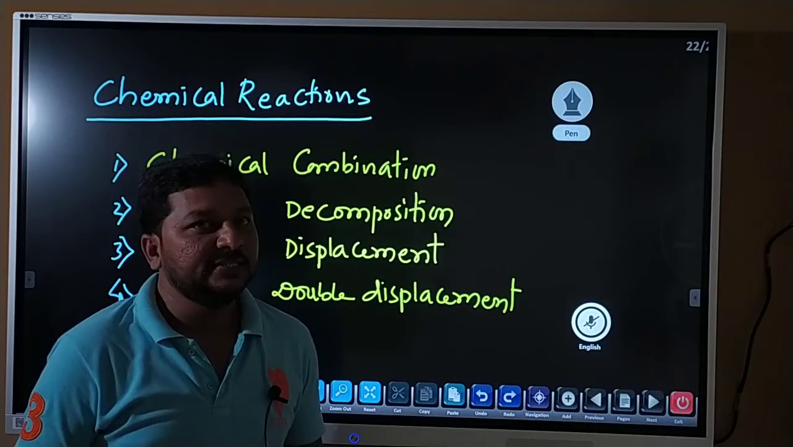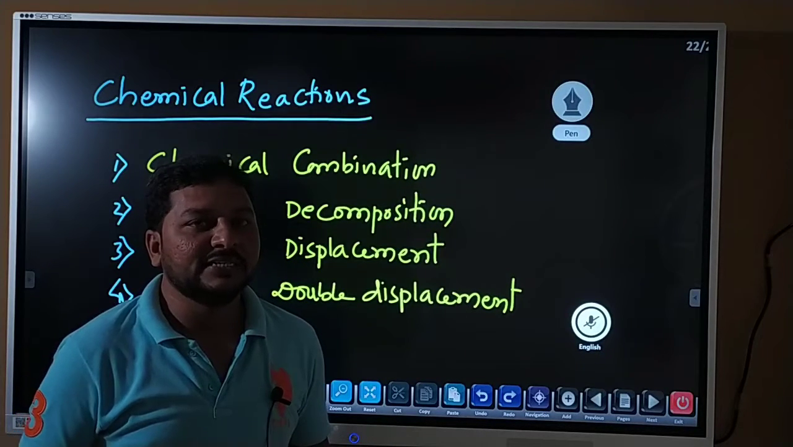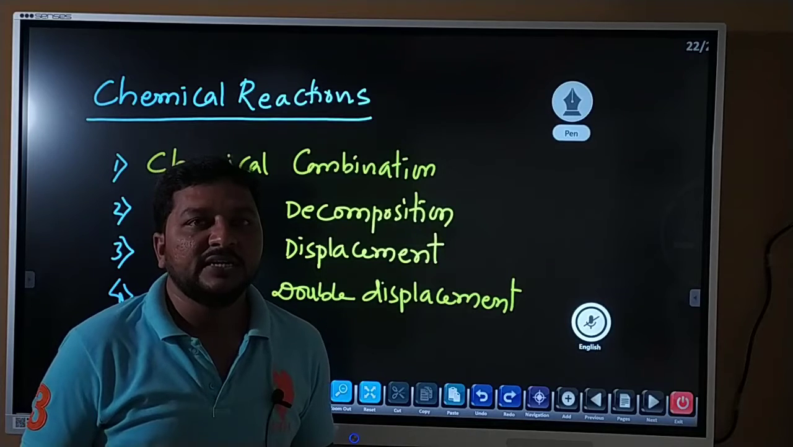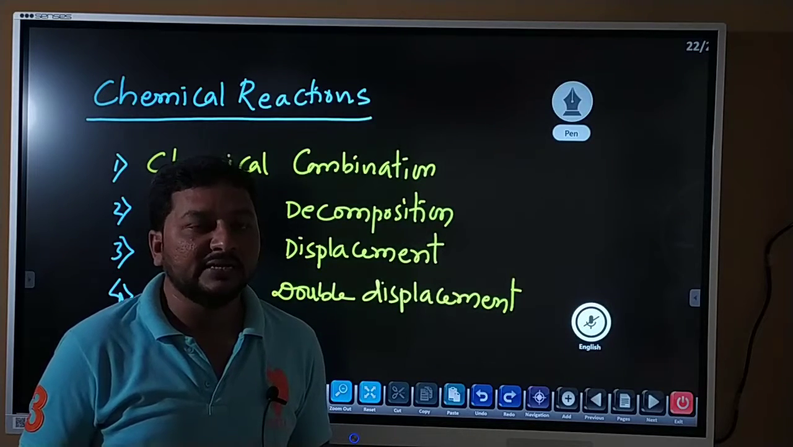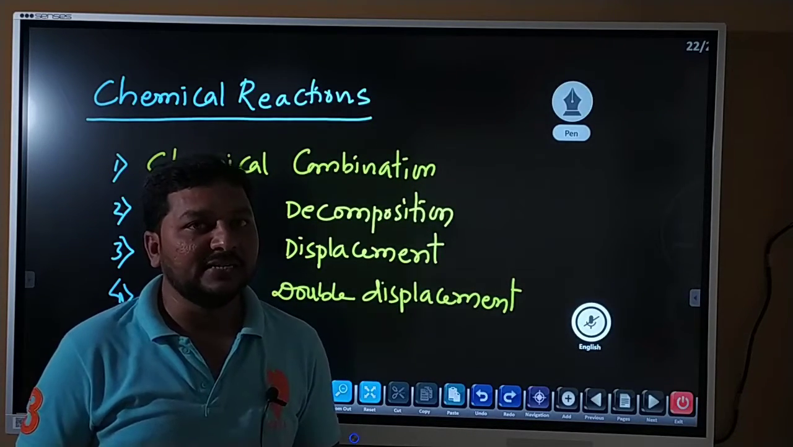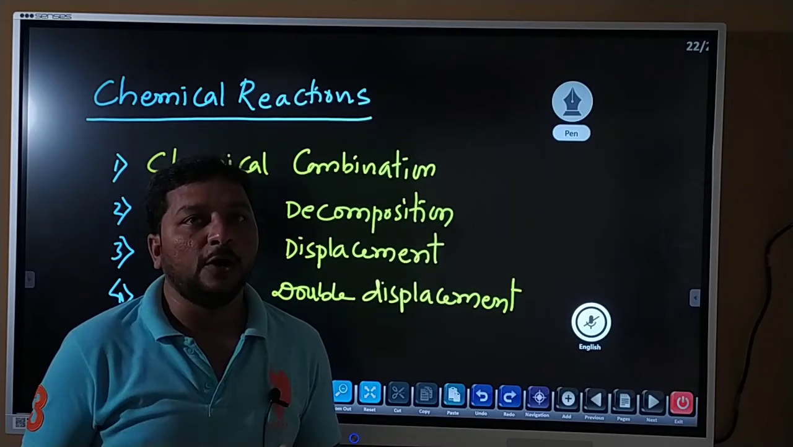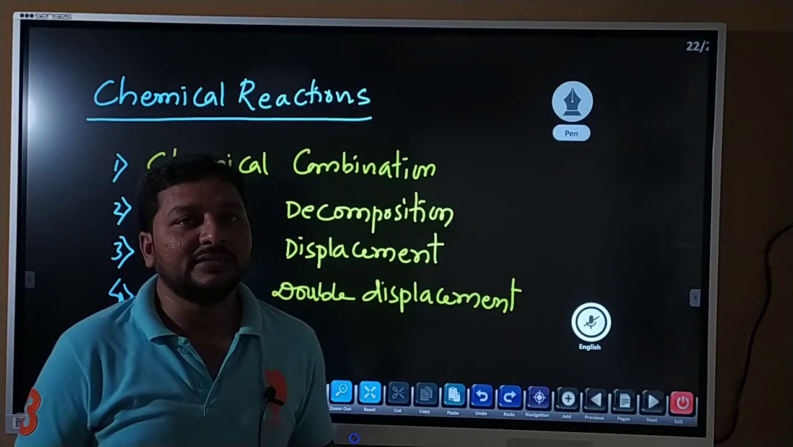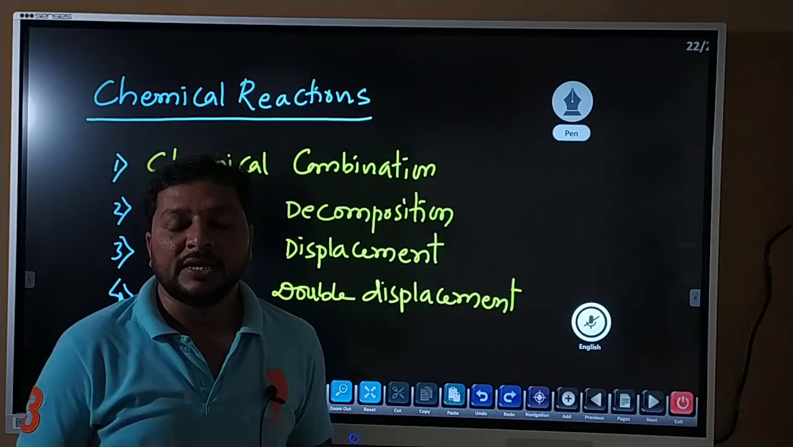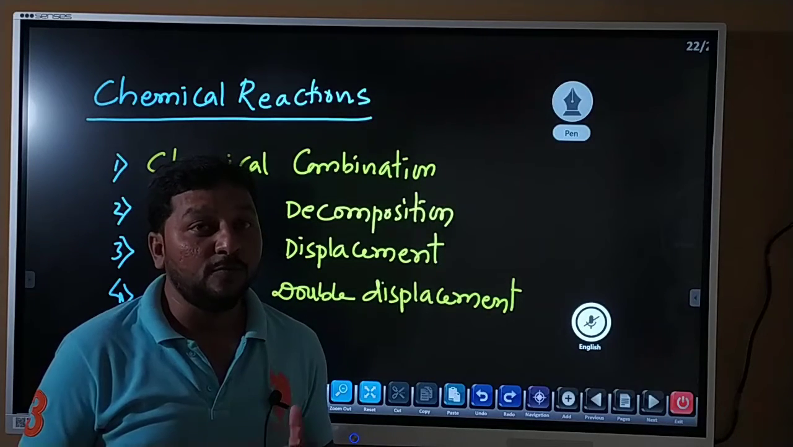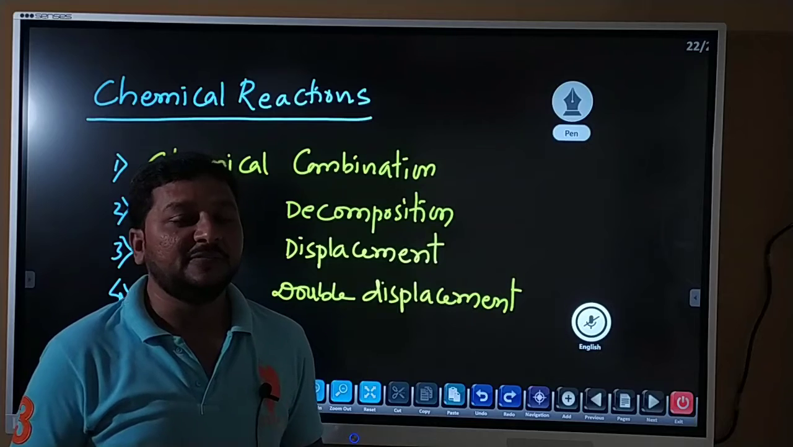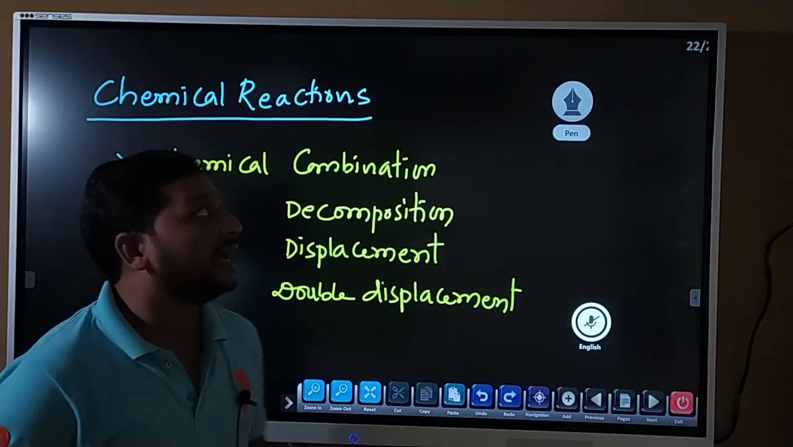Hello my dear students. In the last class we discussed different types of chemical equations, that is skeletal and balanced chemical equations, and one more thing, how we have to balance a skeletal chemical equation. Now in this class we will discuss the most important thing, that is different types of chemical reactions.